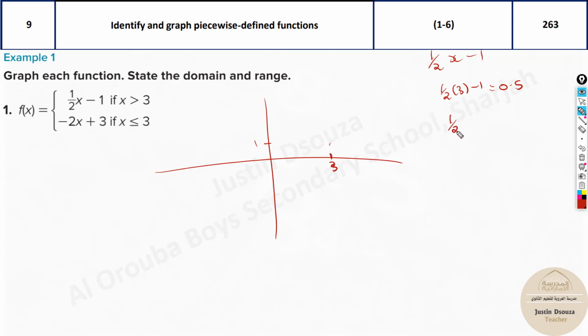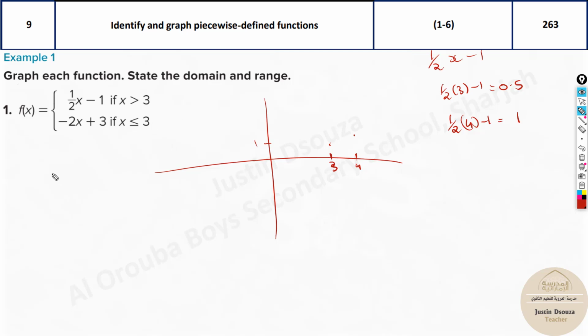Next one, half into 4 minus 1. So half of 4 is 2, 2 minus 1 is 1. So at 4, it is 1. Okay, let me just make the dots. Now, this is the first equation that's greater than 3. You can't take any values of x less than 3. It should be greater than, so 3 is also not included, but I'll tell you why we take 3. 3, 4, 5 like that.